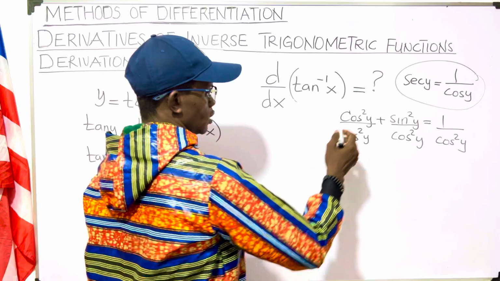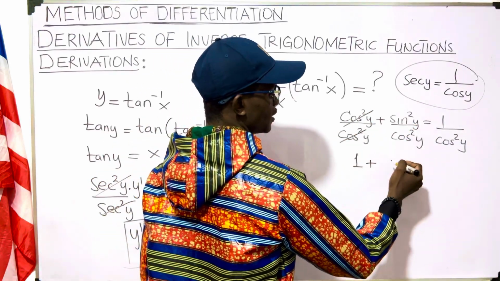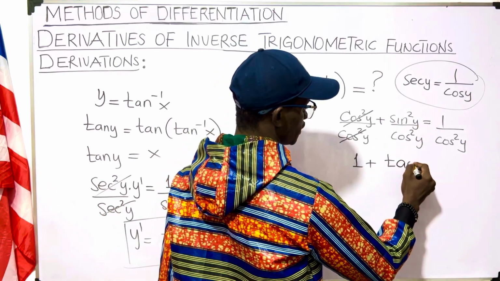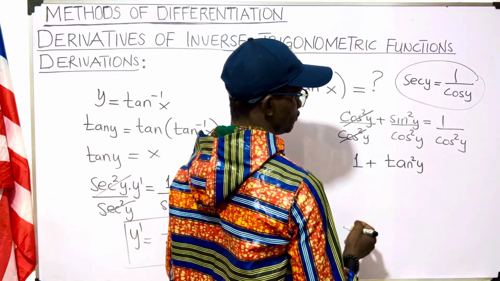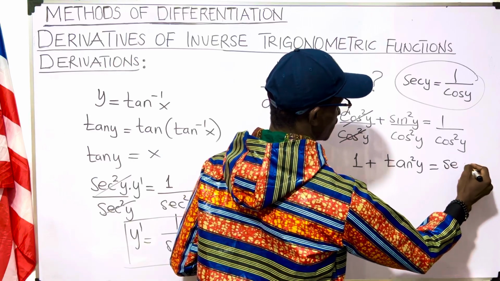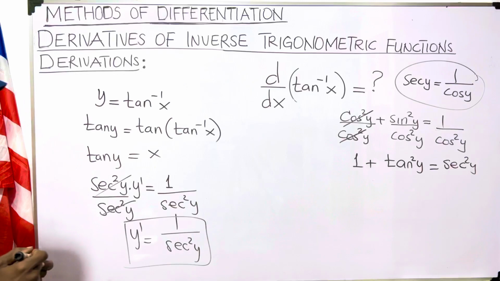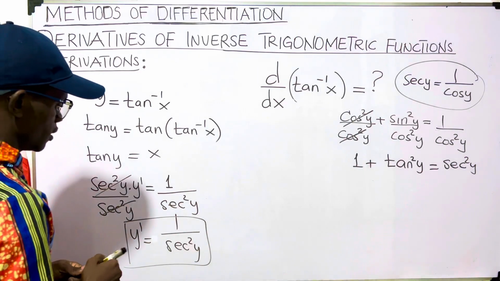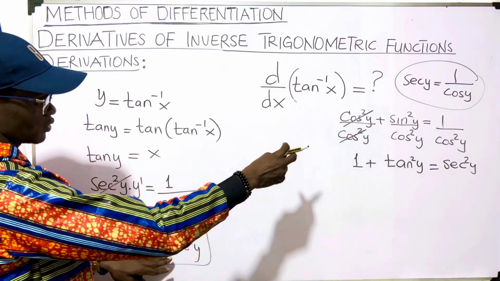So this and this is just 1. Sine over cosine is tangent, but since both of them are squared, we say tangent square y, not tangent inverse. And this is now 1 over cos square, which is secant square y. So now we've gotten the identity for secant square y.